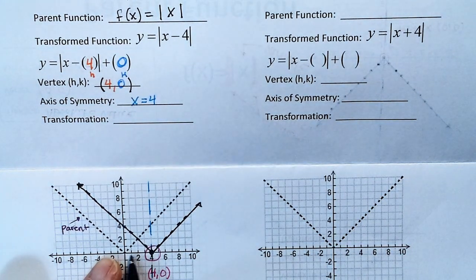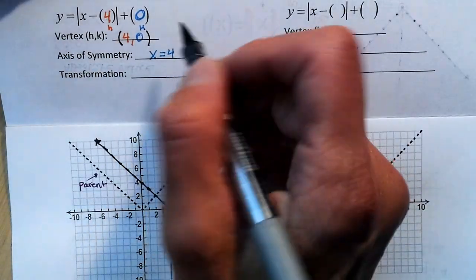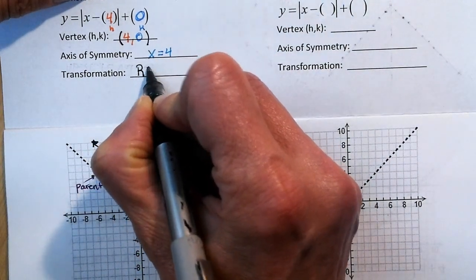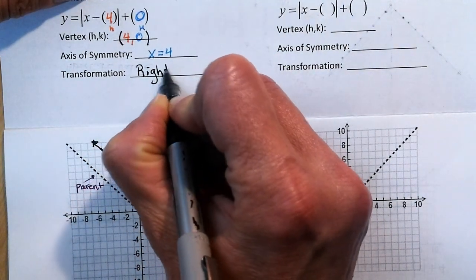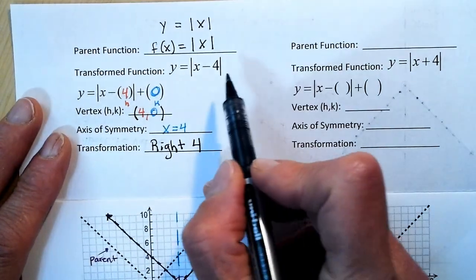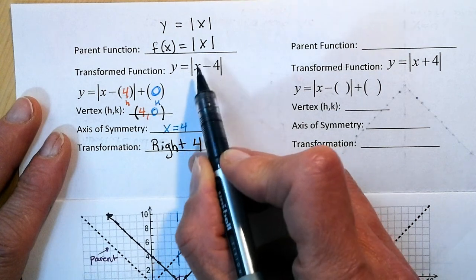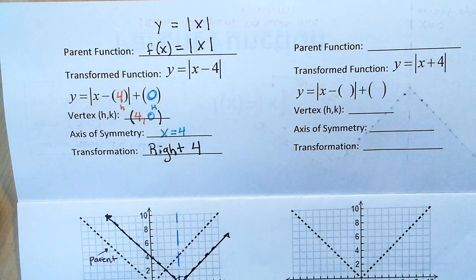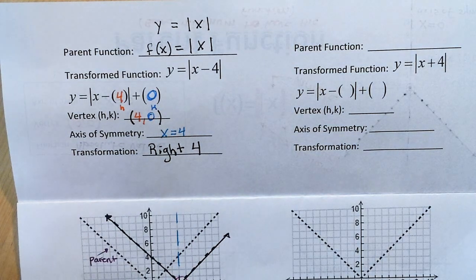From here to here, my vertex moved right 4. So that's the simple transformation. Inside is going to tell me whether it moves left or right, and then we will look at another example in the next video because this video has gotten too long.